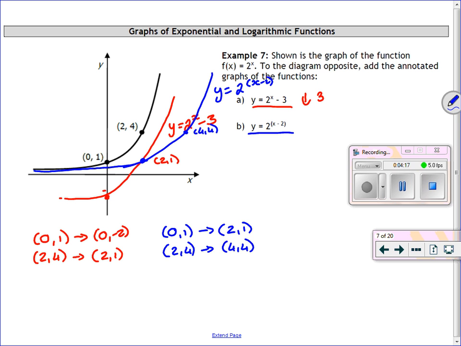So the principles that you learned from the previous examples still apply here with these types of graphs. So just watch out for values that are outside the bracket or values that are inside the bracket.